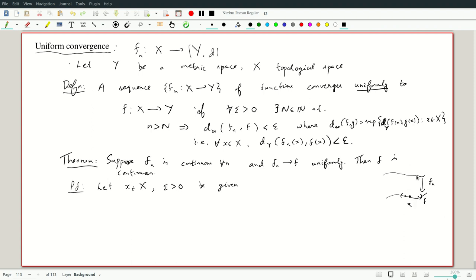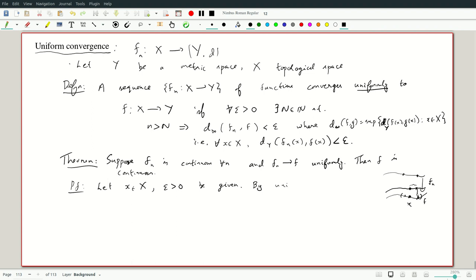So the idea is that the value of f_n looks a little far here, but if n is large enough, the value of f_n at this point x is going to be close to the value of f at the point x. And if I take a near enough point, the value of f_n at that will be close to the value of f at that. Meanwhile, f_n at these two points is close to each other by continuity of f_n. So let epsilon greater than 0 be given. We have three pieces here, so we should take epsilon by 3.